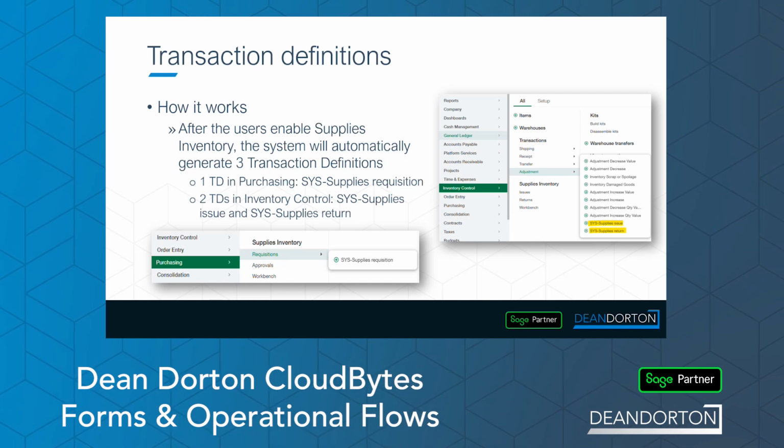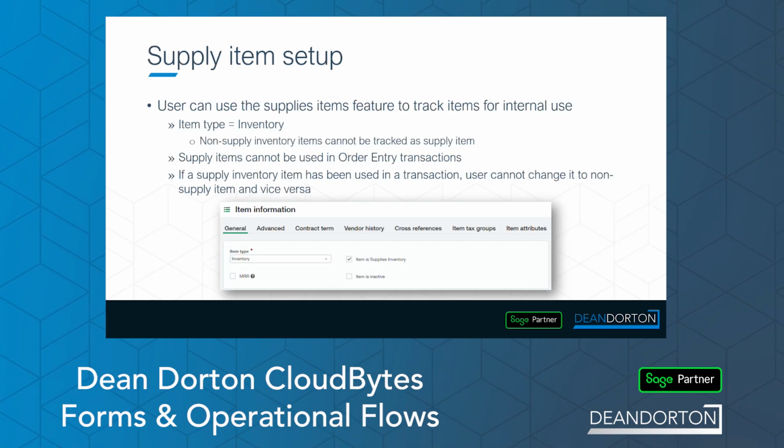After you enable the supplies inventory, the system will automatically generate 3 transaction definitions. If you already have inventory or order entry or purchasing, you know what a transaction definition is. If you don't, it's basically just a way to process transactions. So by turning on supplies inventory, Intacct is going to create 3 transaction definitions for you. See some screenshots of those here. But these are mandated as far as turning on supplies inventory, and Intacct does it for you automatically.